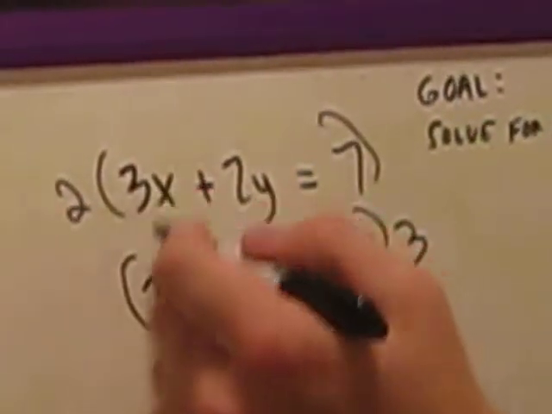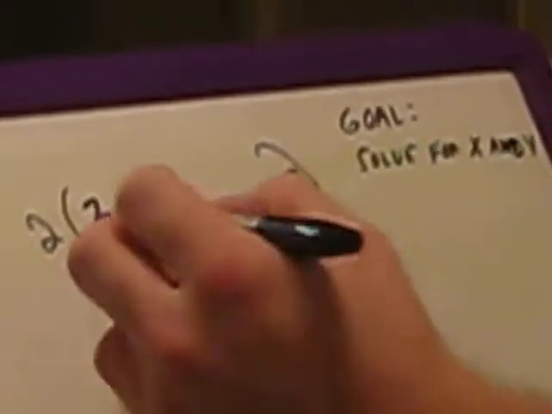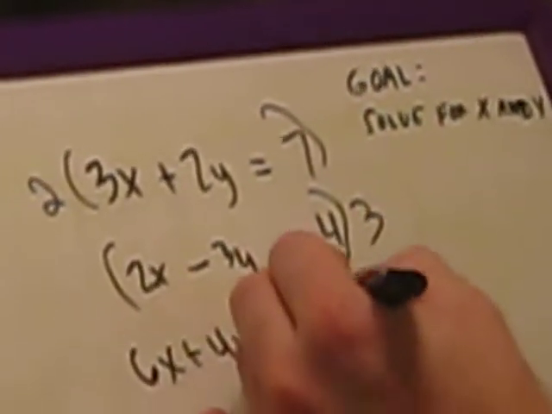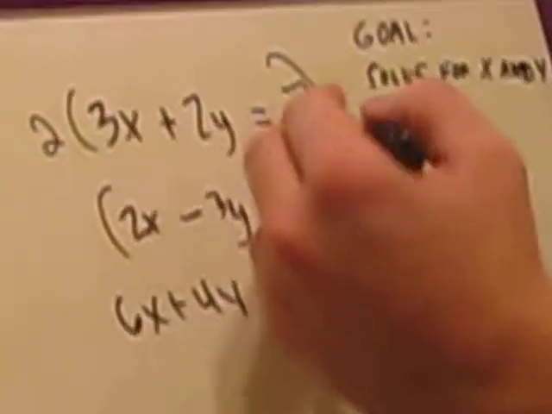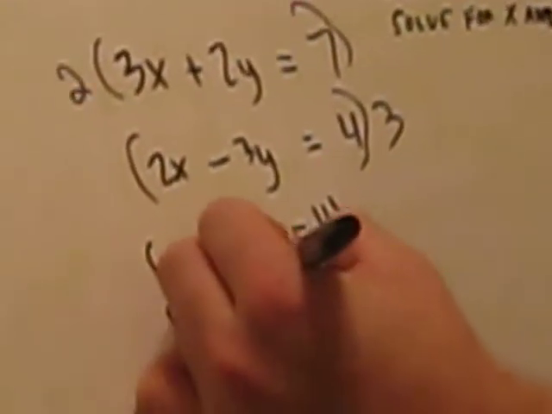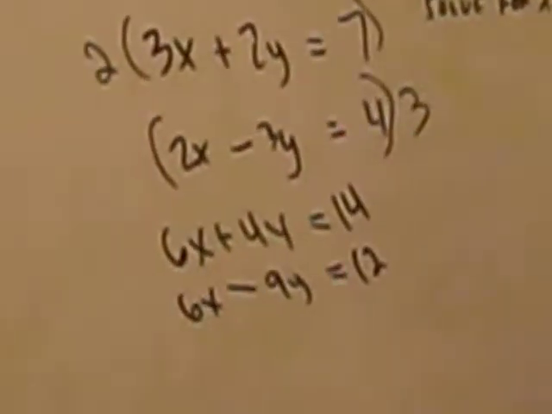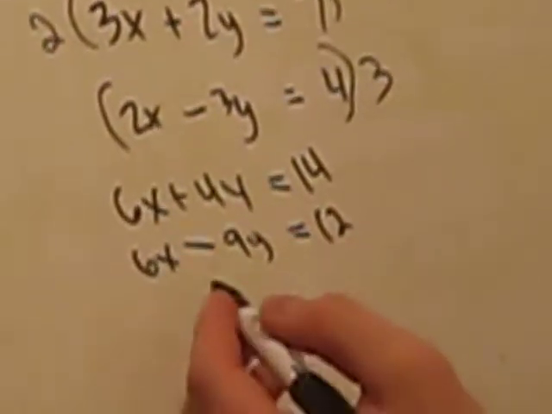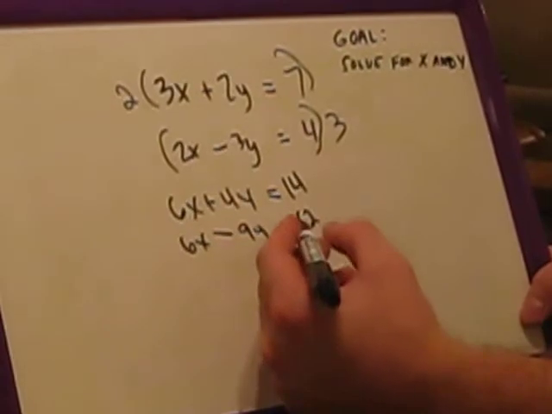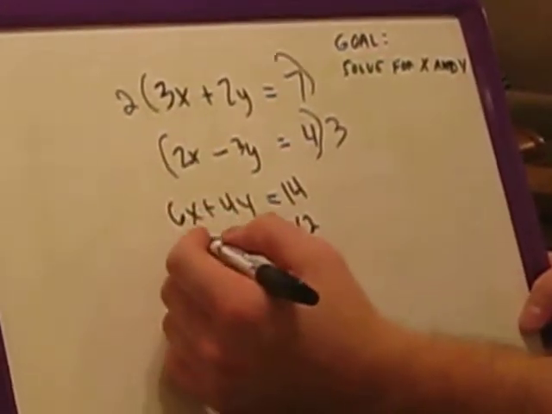So therefore we get 6x and 6x on both sides. We get 6x plus 4y equals 14, because the 2 is distributed to each term. And then we get 6x minus 9y equals 12. So now we have 6x plus 4y equals 14 and 6x minus 9y equals 12. Now we can subtract the two equations, and the 6x's will cancel out.